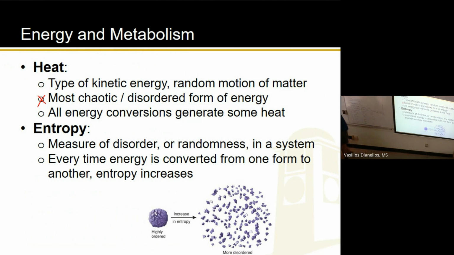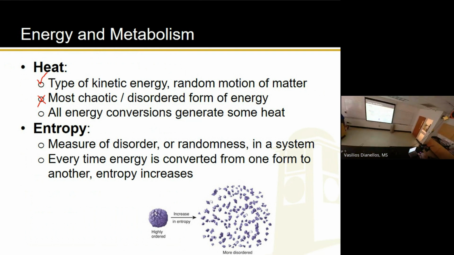So the most important thing you need to know is that heat is a type of kinetic energy, and it is the random motion of matter. So make sure you know that first bullet point. Don't worry about the second one and the third one. It's good to know, but it's not very important in this course. And I can say the same thing for all of entropy.